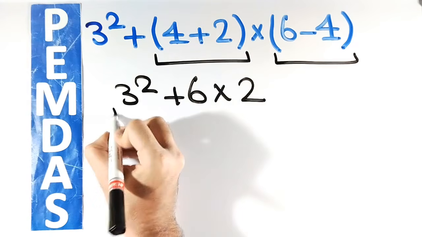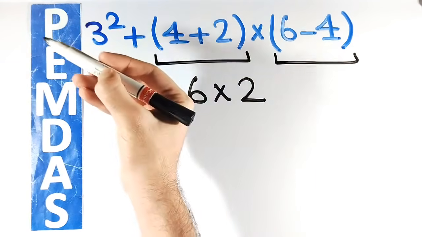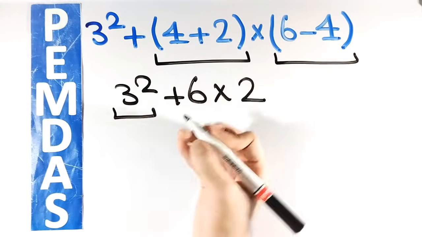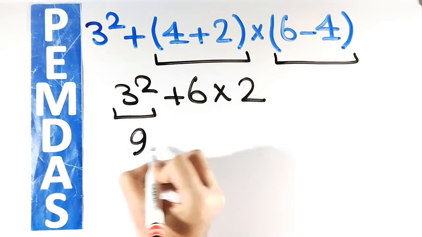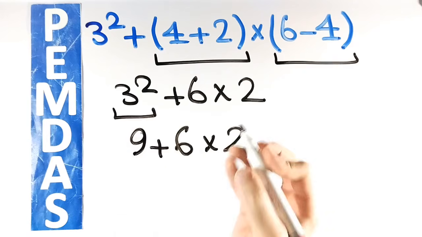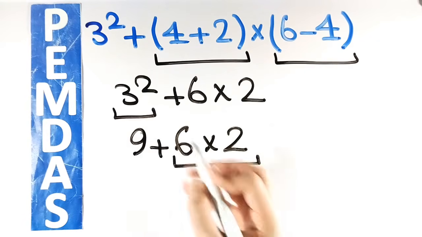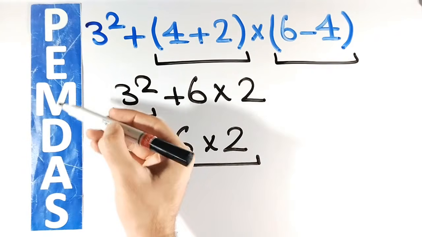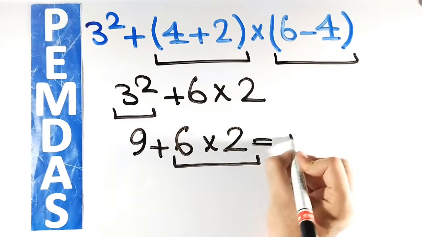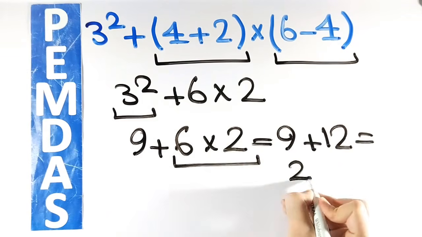And the next step, we go for the exponent because in the PEMDAS rule, after parentheses, exponent has a higher priority than the other operation. So we rewrite this expression as 9 plus 6 multiplied by 2. And the final step, we go for the multiplication between 6 and 2 because multiplication has a higher priority than addition. So we rewrite this expression as 9 plus 12, which finally gives us the answer 21.